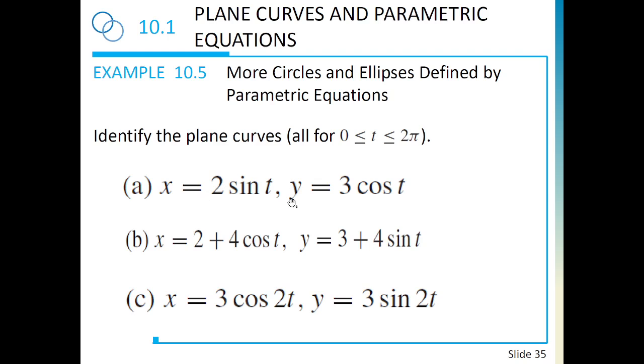But let's start with A. What we realize, we have 2 sine t and 3 cosine t. So the numbers here are not the same. So this is not a circle. If we had 2 and 2, it would be a circle. If we had 3 and 3, it would be a circle. But 2 and 3, it's not a circle. So it's something else.